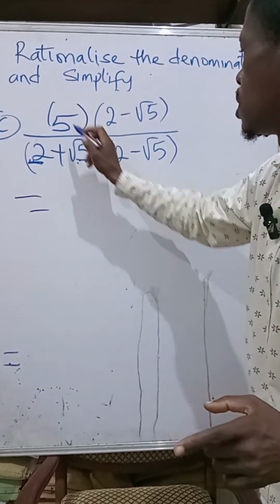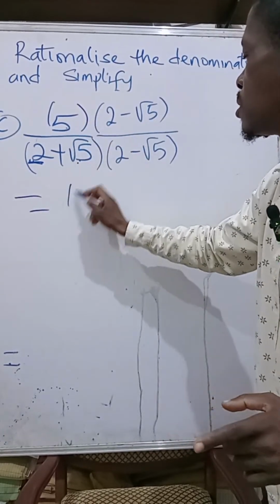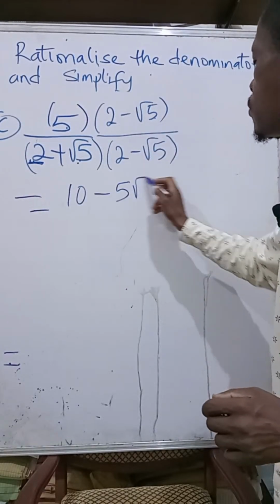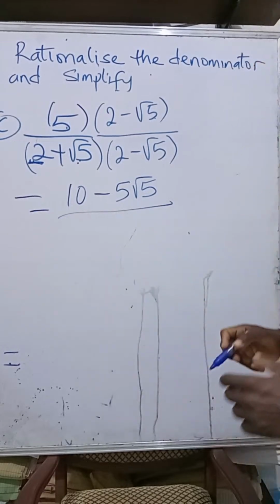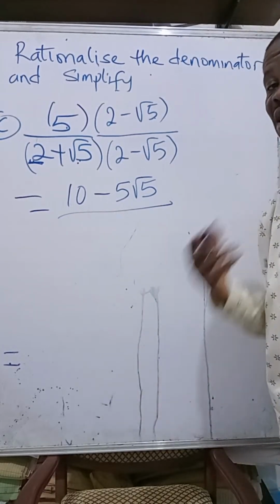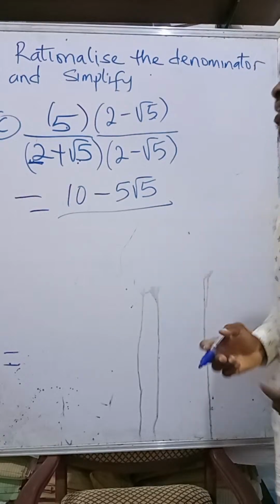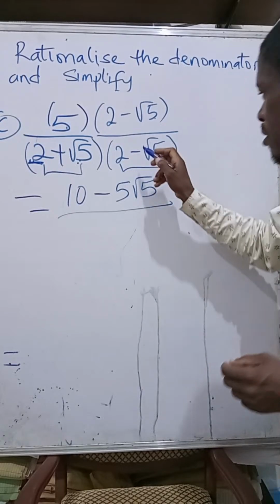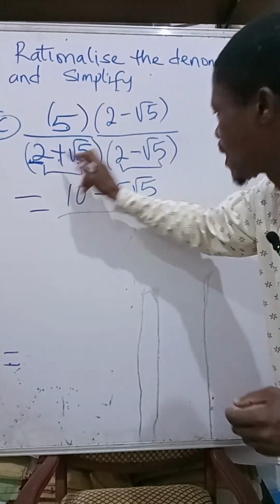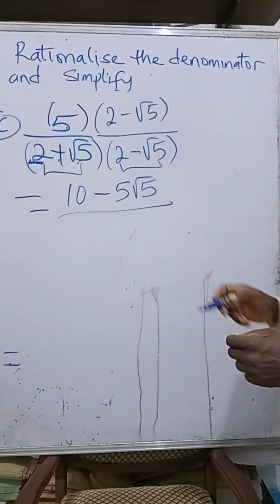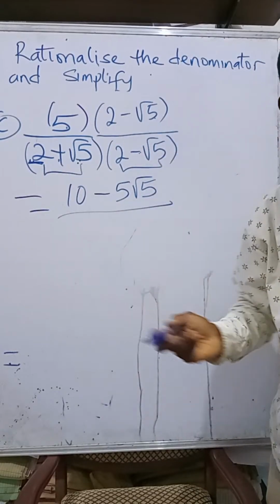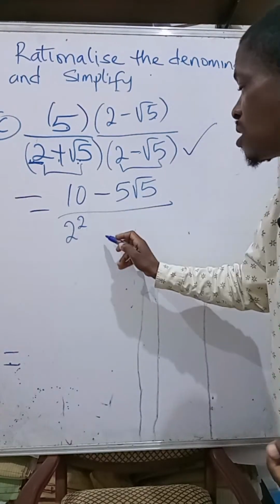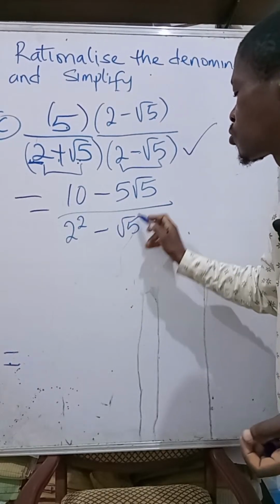This will be equal to 5 times 2, that's 10. 5 times minus root 5, that's minus 5 root 5, over... And don't forget, anytime you rationalize, you're going to have the same expression at the denominator but with alternating sign, plus, minus. So in that case, you don't need to bother yourself to do the normal expansion. It's a difference of two squares, and that will be 2 squared minus root 5 squared.